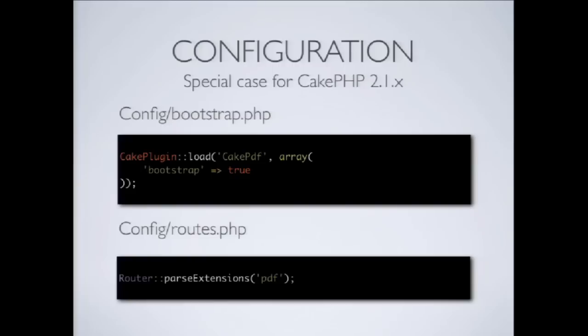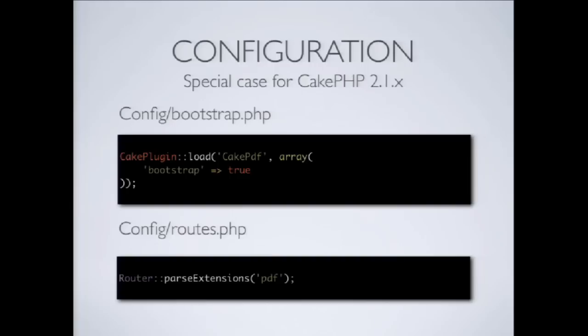Here's a special case though for Cake 2.1.x. In 2.1.x, there's a problem with parse extensions. If you have 2 lines of parse extensions, and in the first line you have, for example, JSON and XML, and you call that same method again with PDF, the second one will override all the existing extensions. That has been fixed in the 2.2 branch.